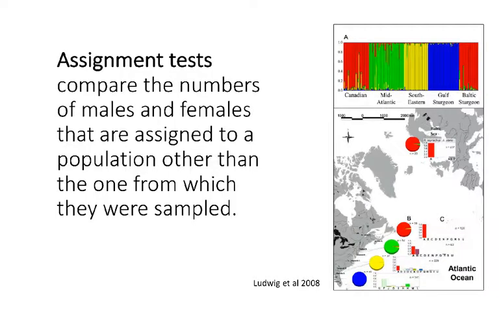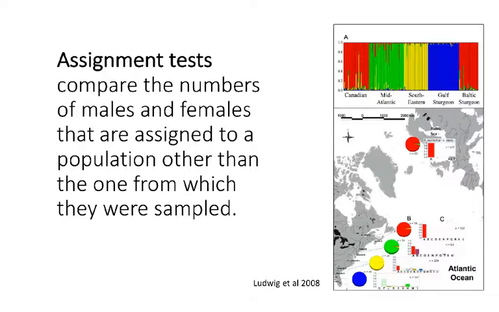So one of the ways you can do that, we've briefly touched on a little bit before. You can use assignment tests, and what you can do is compare the numbers of males and females that are assigned to a population different than the one they were sampled in. If that's the case, that means they were a migrant that came from somewhere else.